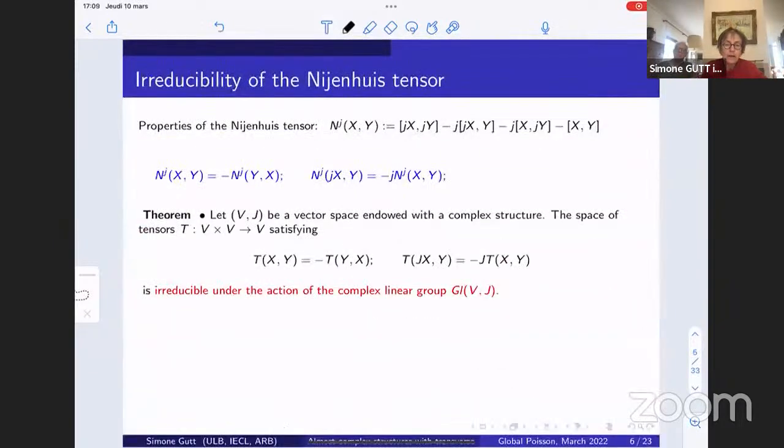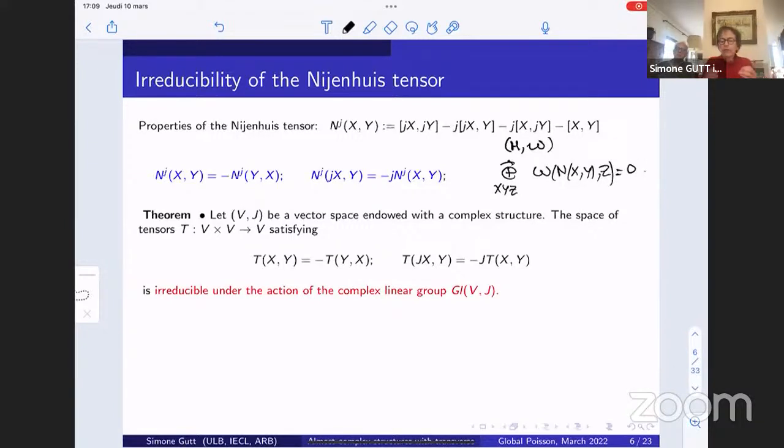So, what can one say about the Nijenhuis tensor? Well, it is clearly skew symmetric and it is antilinear in each variable with respect to J. If you are in the symplectic case, you have a further identity, which is that the cyclic sum over X, Y, Z of omega computed on X, Y and Z is equal to zero.